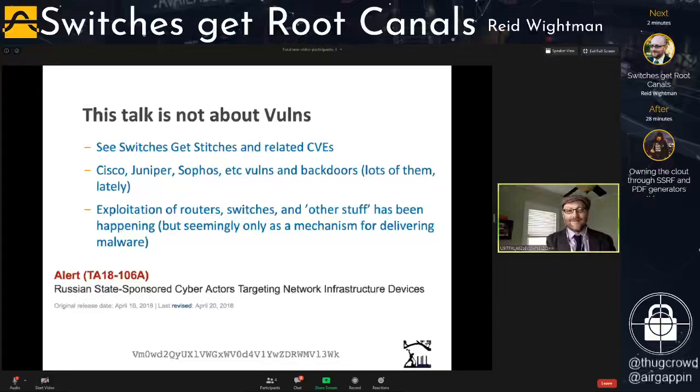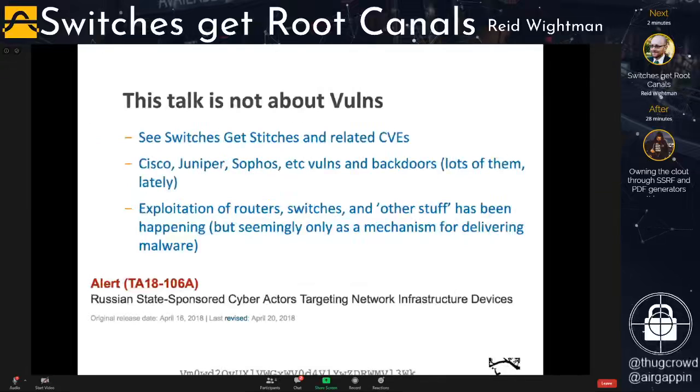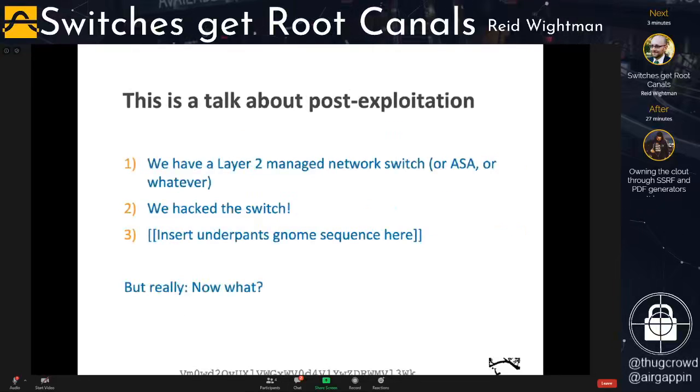There have been a lot of other vulnerabilities and backdoors in Cisco and Juniper equipment lately. There was the Sophos one that was exploited in the wild last month. And 2 years ago, there was this big DHS advisory or alert that came out saying that a lot of network equipment was being targeted by bad guys trying to get into different networks. So this is not a talk about those vulnerabilities, though.